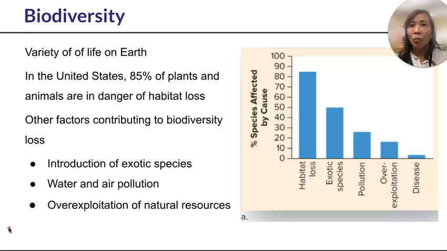We also have water and air pollution that can affect species. And lastly, overexploitation of natural resources, right? There are certain resources that are not renewable, and we can only take so much before it leads to detrimental events such as loss of different species.